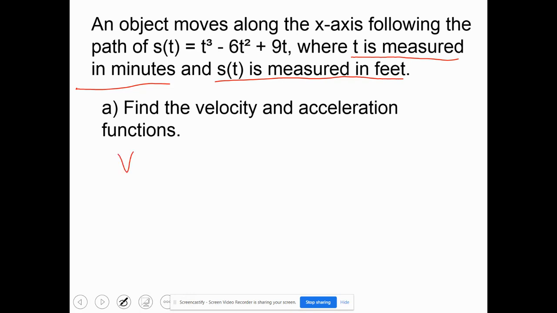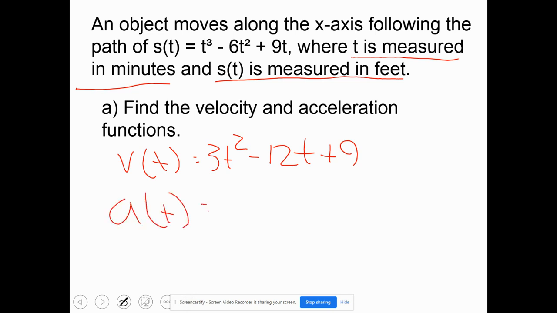We know the velocity is just the first derivative, 3t squared minus 12t plus 9. This problem is set up to use your power rule. And the acceleration is the derivative of velocity, 6t minus 12. Now, many of you should be able to look back at problems that you've done, like in a physics class, with position, velocity, acceleration, and start to see where a lot of these formulas have come from.